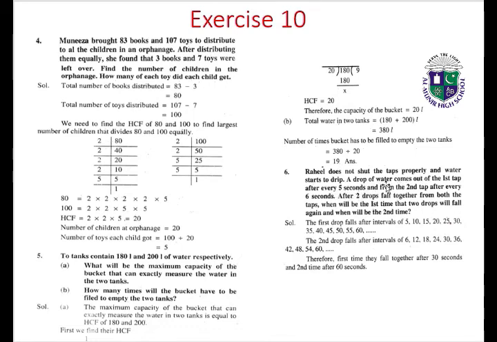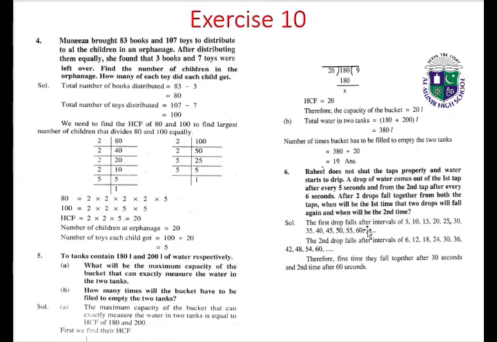Raheel does not shut the taps properly and water starts to drip. A drop of water comes out of the first tap after every 5 seconds and from the second tap after every 6 seconds. After two drops fall together from both the taps, when will be the first time that two drops will fall together again and when will be the second time?